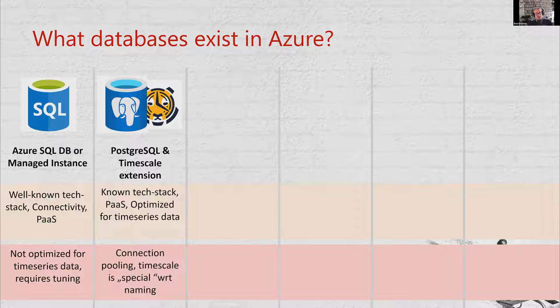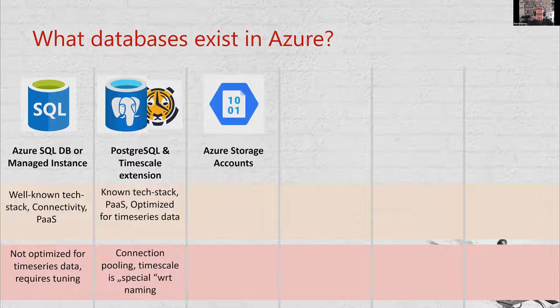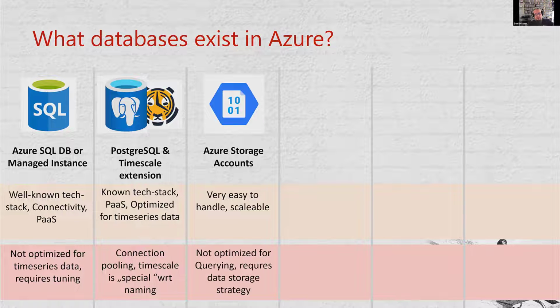Okay, what other options do we have? Well, the one option that people don't think about when you want to store time series data is storage accounts. And the good thing is they're very, very easy to handle, and they're very, very scalable. And they cost next to nothing, which is also interesting for many customers. The downside is, of course, that there's no query engine running. They're not optimized for querying.